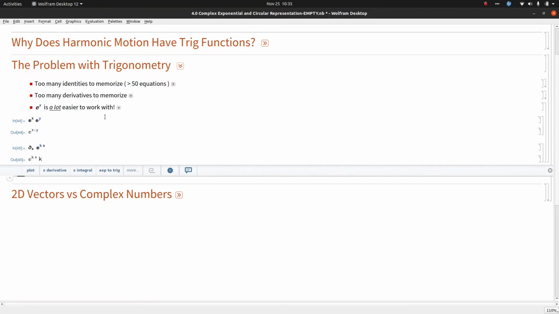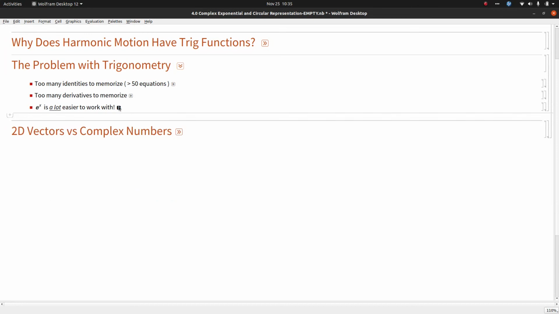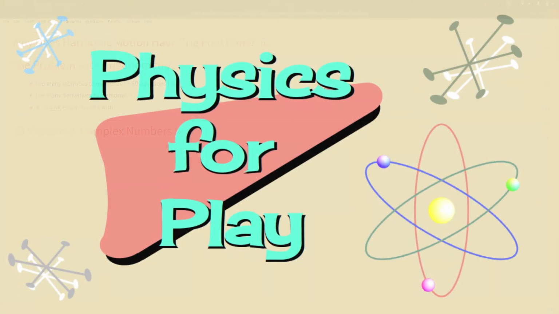So e to the x is a lot easier to deal with than having to memorize these 50 different trigonometric equations. And it turns out that we can use e to the x along with complex numbers, so along with numbers that contain the square root of -1, and we can use that to dramatically simplify the math it takes to solve differential equations, linear differential equations for things like simple harmonic oscillators.